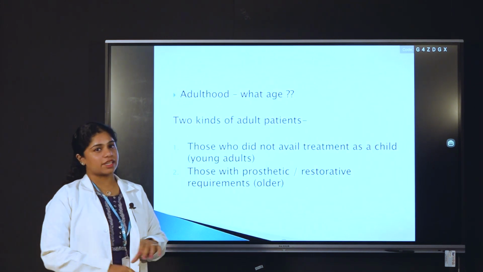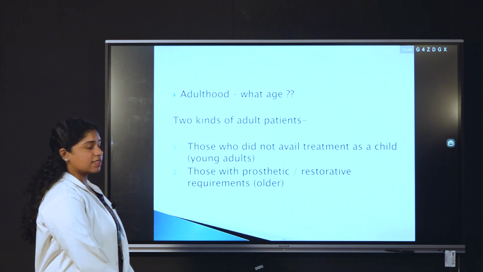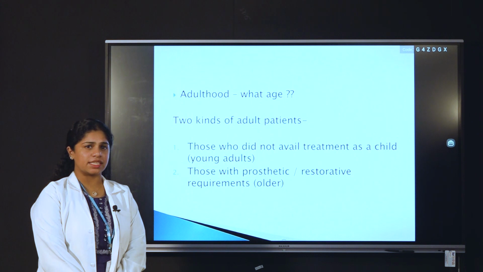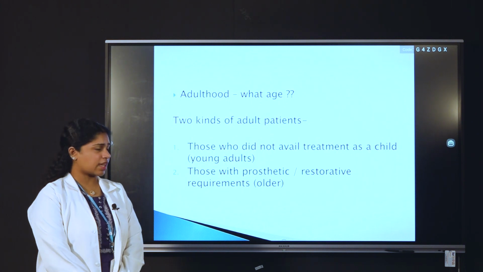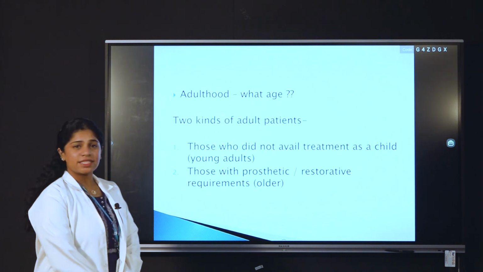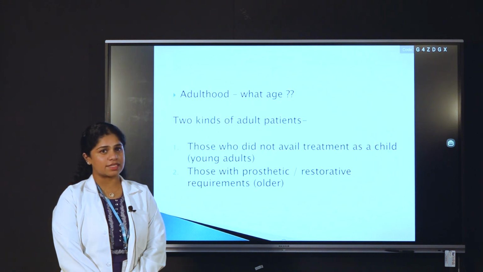So today we'll cover the topic of adult orthodontics. So what is adulthood? What age can be considered as adulthood? In females and males, around 16, 18 and 19 can be considered as adulthood, though there is no definite age. Two kinds of adult patients are seen.